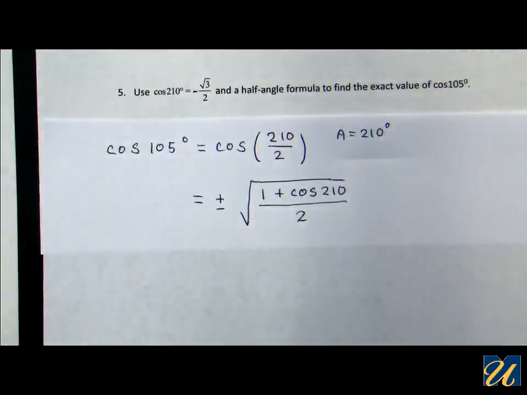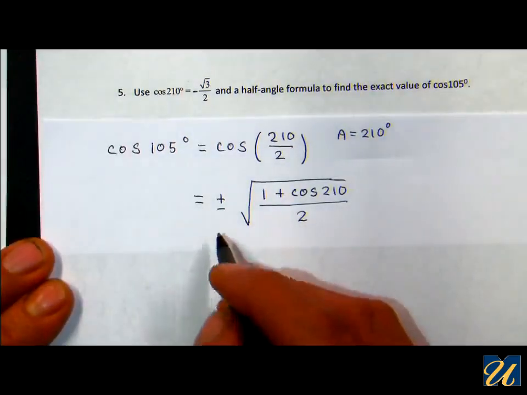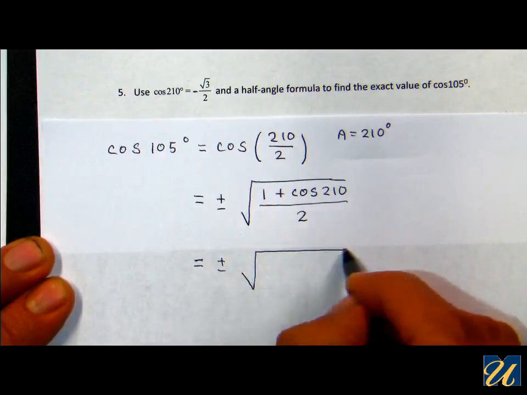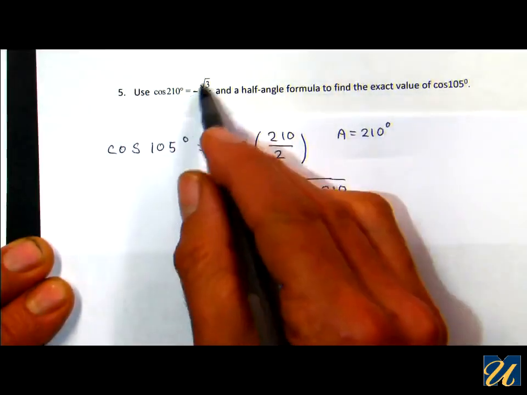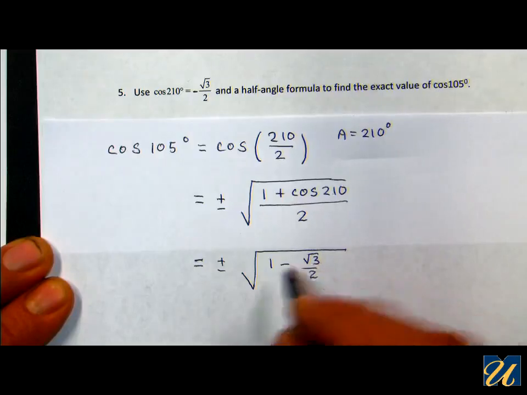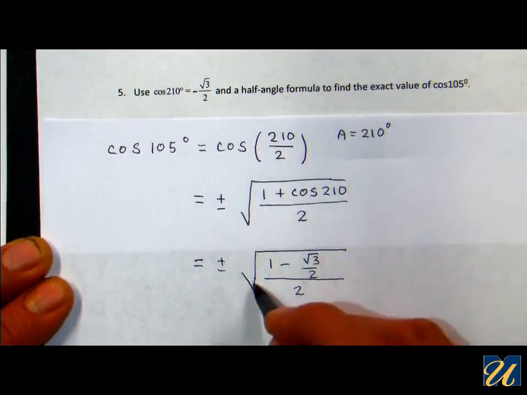Now, if they didn't give us that value, we'd have to go find it. And we can do that because we have the skill to rotate the angle of 210, second quadrant, reference angle, and so on. If it's not a known quantity, it'd be a calculator problem. Plus or minus square root of 1, let's see, cosine 210 is given to be negative root 3 over 2. So that's a minus root 3 over 2. And all of that is divided by 2. And all of that is under the square root.